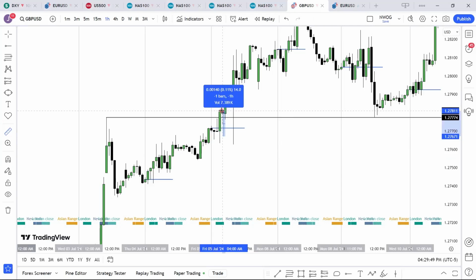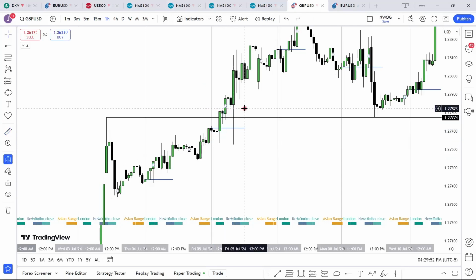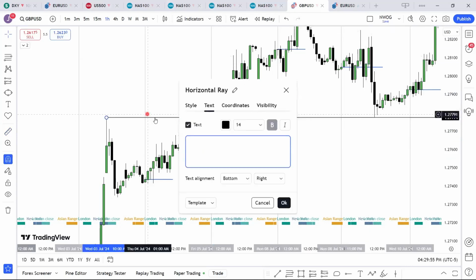So this point is 14 pips. Well, it depends on how many pips you are risking. But let me take this out. I don't want to spend too much time explaining these concepts.